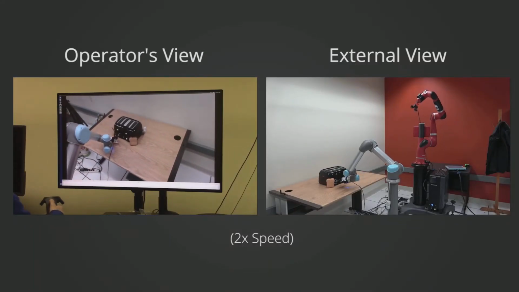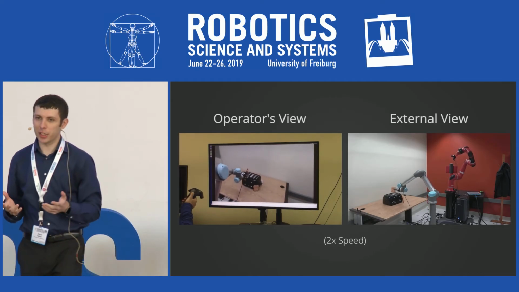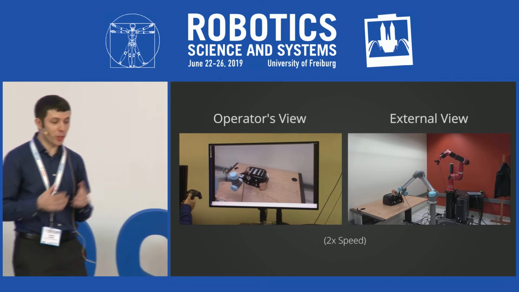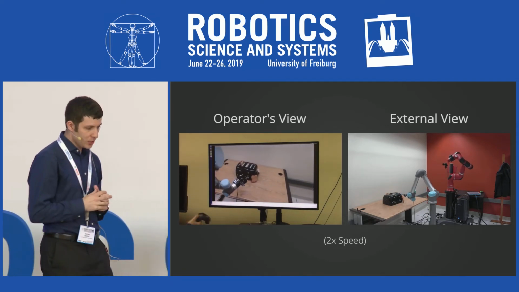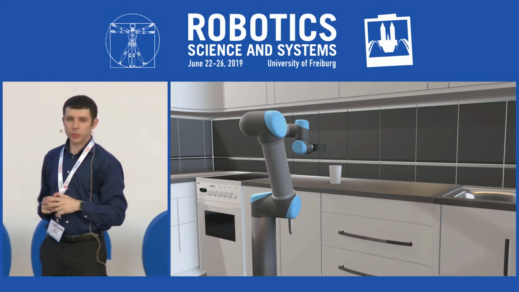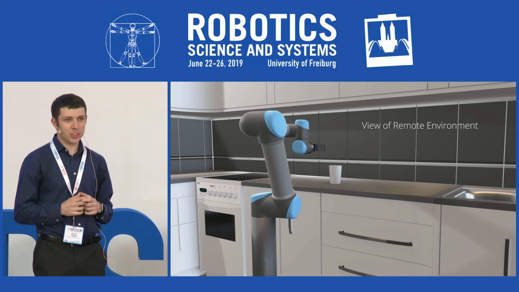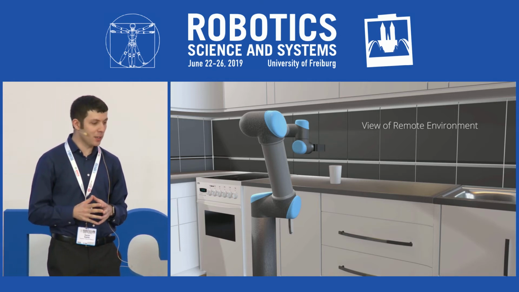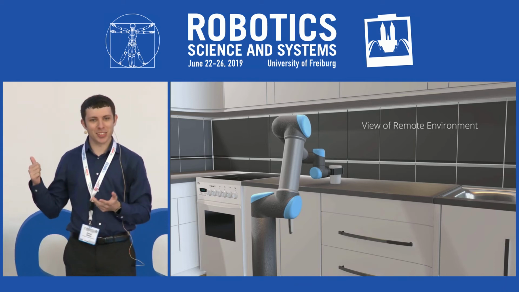In this work, we introduce a method to support remote telemanipulations in complex environments by providing operators with an enhanced view of the task environment. To motivate this, suppose you are remotely controlling this robot arm in this kitchen environment, and this is the view provided to you by a camera in real time. In this case, the viewpoint happens to be sufficient for picking up this object.